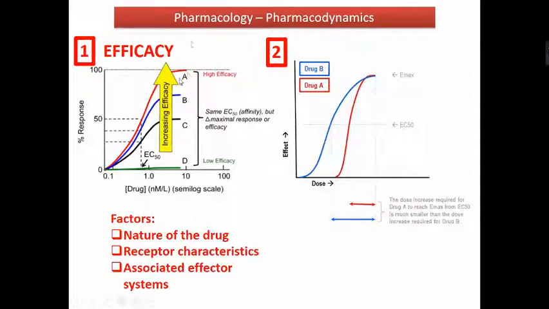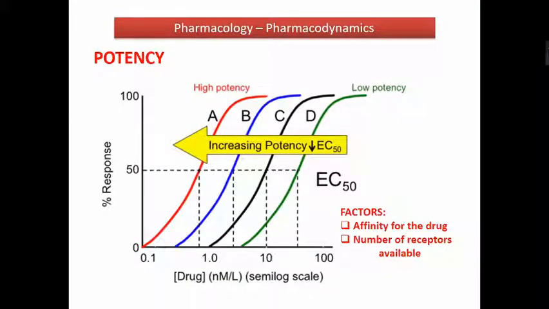Okay, that's efficacy. So, what are the factors that relate to us how effective is the drug? So these are the factors. We have the nature of the drug, the characteristics of the receptor that are involved in the interaction, and the associated effector systems. Meaning associated effector systems available, just like I have mentioned earlier, the cyclic AMP mediated response and the tyrosine kinase response. So that's efficacy.